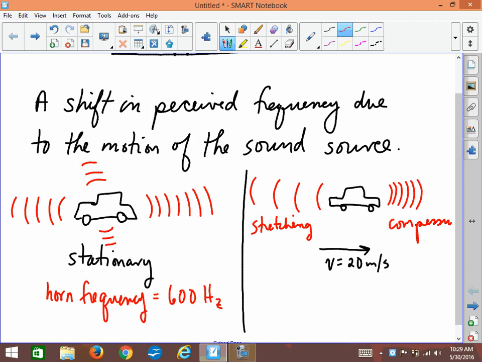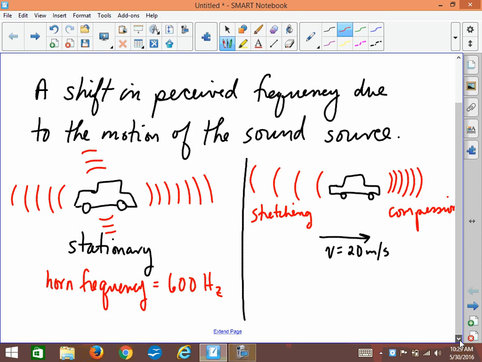Well, if you compress the waves, you change the frequency, because remember the frequency is how quickly these crests or these compressions are hitting you. And so the waves in the direction of the car's motion are going to be compressed, and the waves in the opposite direction are going to be stretched.